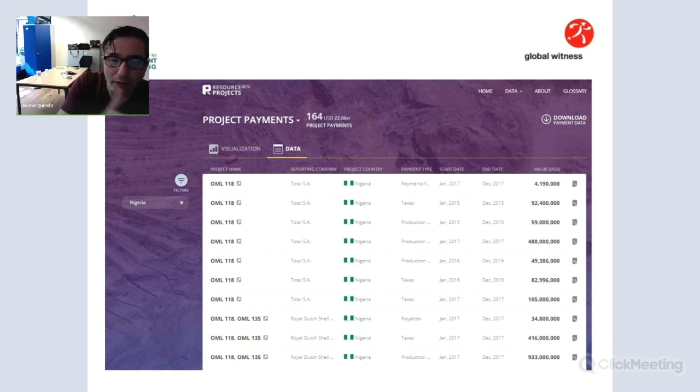A really good feature is the filter button on the left. I hope you can see, you can filter the data by country. So if you're interested in a particular country, you live in an oil or resource producing country, you can just get all the data very quickly and simply, and you can see it's broken down by project. Also, on the right-hand side, you can see the size of payments we're talking about from individual projects, anything up to $933 million, just at the bottom right there.